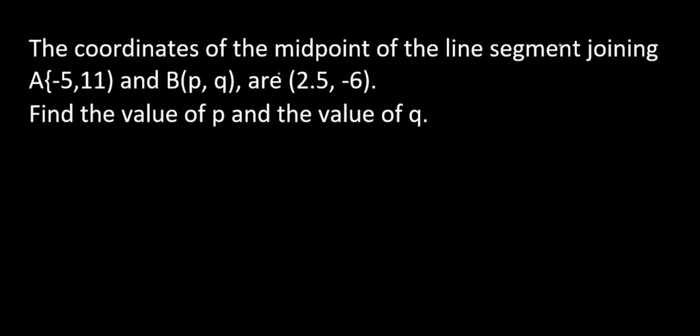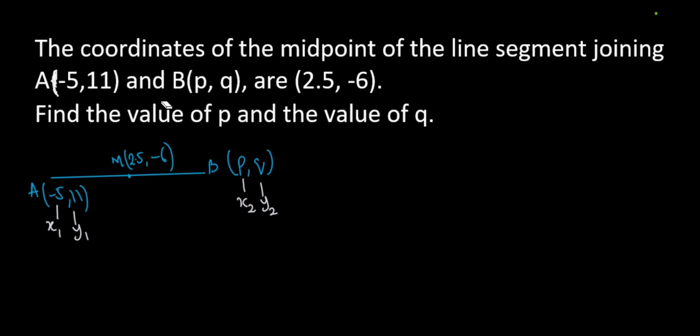Let's look at another question. The coordinates of the midpoint of the line segment joining A and B are (2.5, -6). To understand this better, it's like A, B there. We have plugged in all the values, and the midpoint there is (2.5, -6). We are given the coordinate of A. We don't have the coordinate of B, and the coordinate of B has been given to be (p, q).